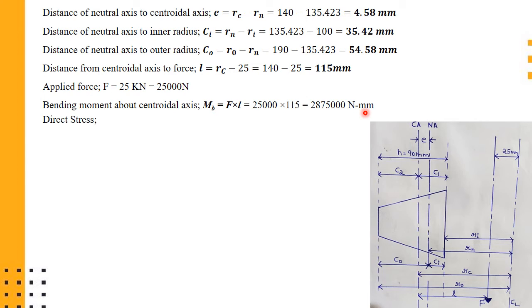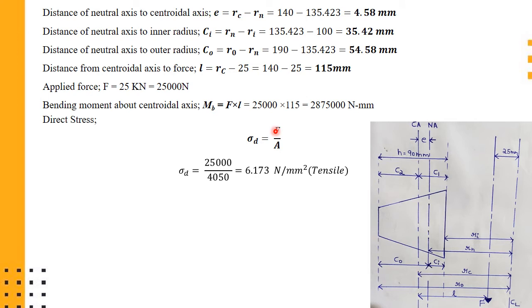So all the required parameters we have calculated now. Now we can directly go and calculate the different stresses. We have to calculate the direct stress. We have to calculate the bending stress at inner fiber and outer fiber, and then finally we'll add the direct as well as the bending stress and get the combined stresses at the inner and outer fibers, and then we'll draw the stress distribution.